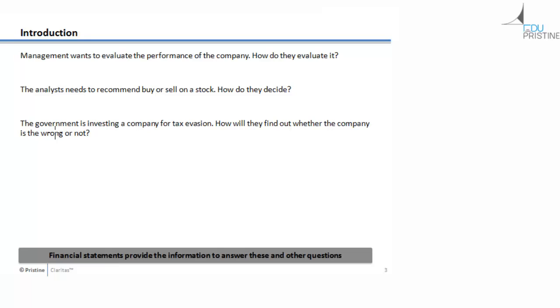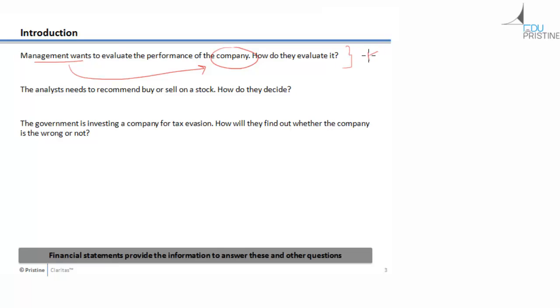The answer to this question is not very difficult, given the fact that in order to make investment decisions, time and again, an investor or a portfolio manager, or should I say an analyst, does have to look into something known as a financial statement. Now the slide illustrates 3 situations. If the management wants to evaluate the performance of their company, there is a company XYZ and the management wants to evaluate the performance. How do they evaluate it?